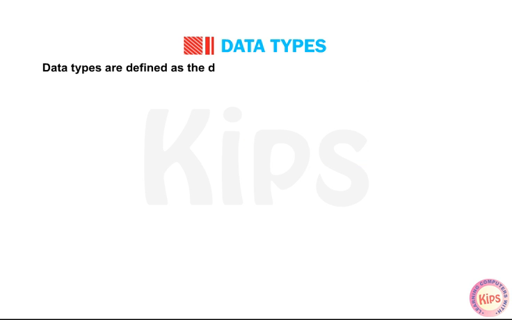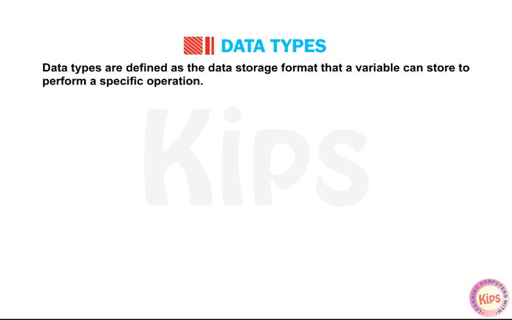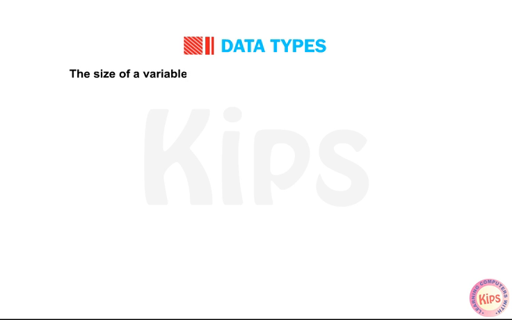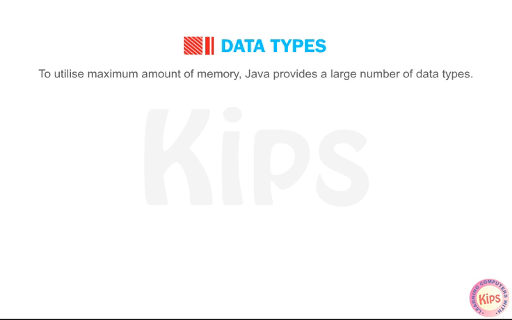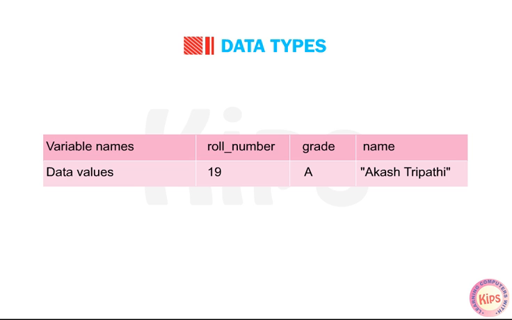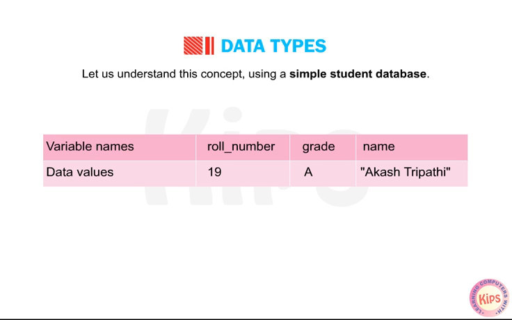Data types are defined as the data storage format that a variable can store to perform a specific operation. The size of a variable and a constant are determined by data types. To utilize maximum amount of memory, Java provides a large number of data types. Let us understand this concept using a simple student database.